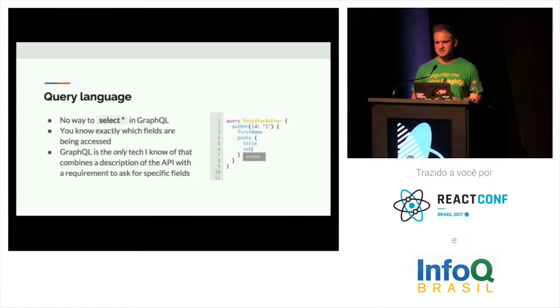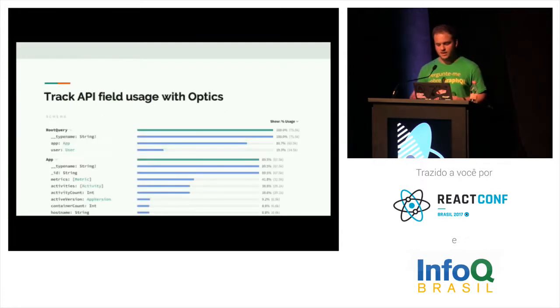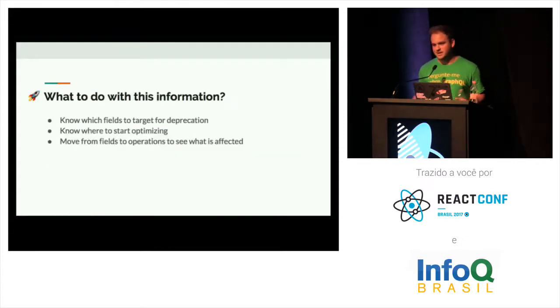Okay, so how do you actually use this information in real life? Well, there's a tool called Apollo Optics that we also produce. It's not the only tool that does this, but it has a particularly good UI directed at solving this problem. So for example, this is a screenshot of one of the pages from Optics where you can see your GraphQL schema, and you can sort it by how often different fields in your API are used. So what would you do with that information?